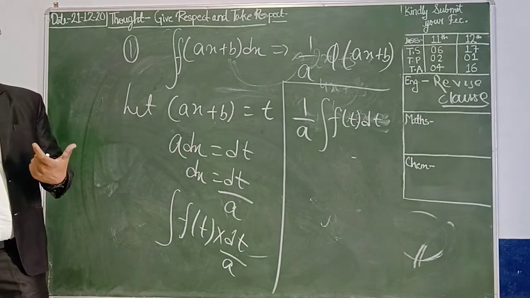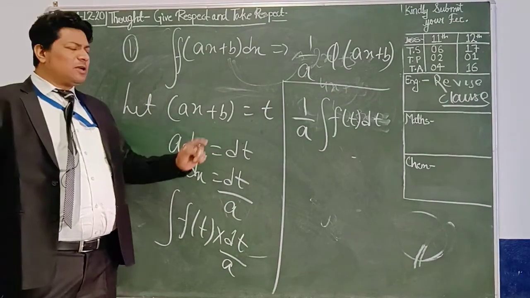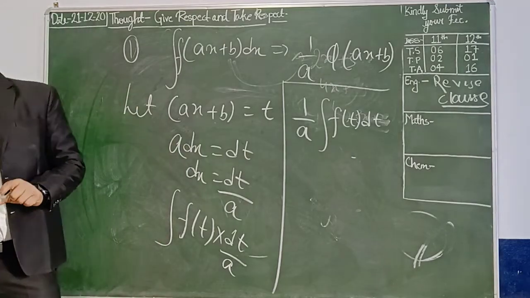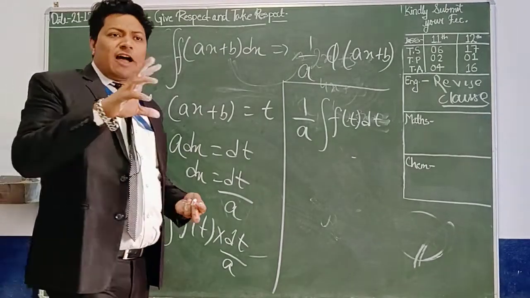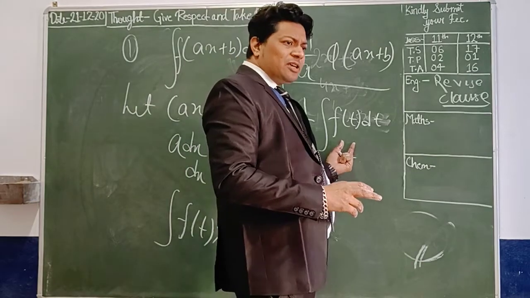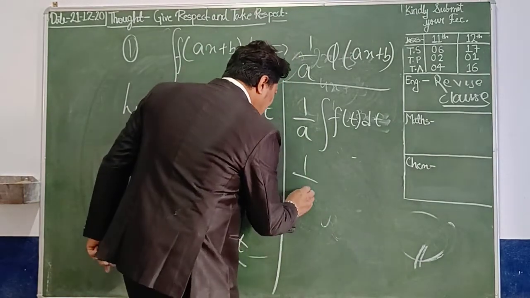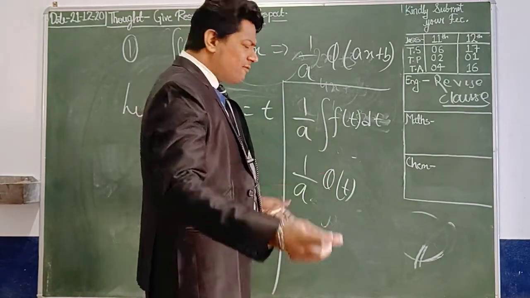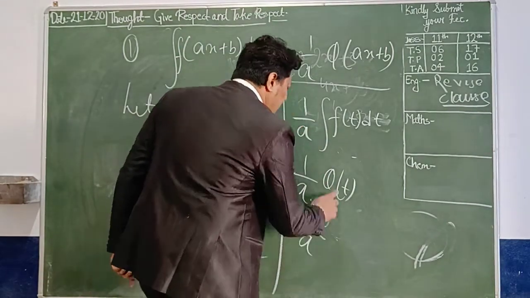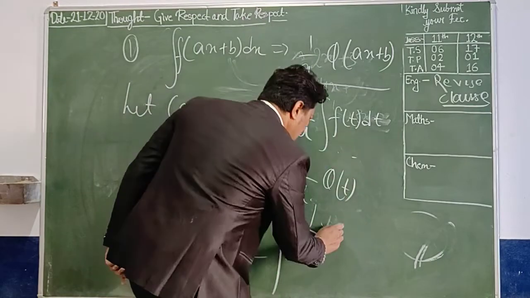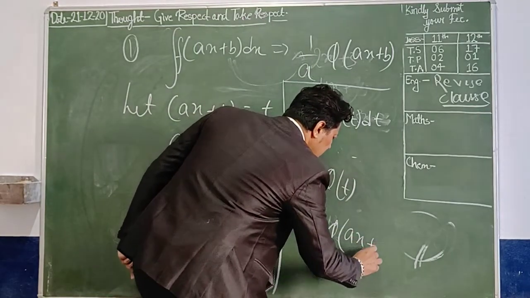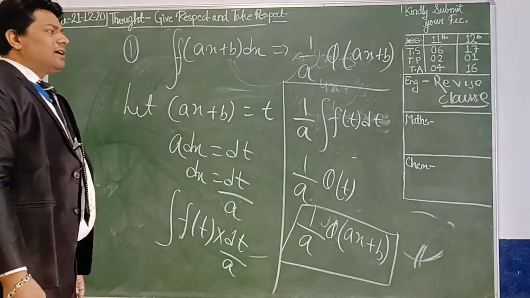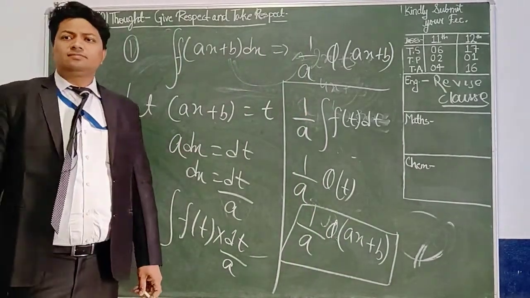After integration, suppose we get phi of t. The value of t is ax plus b. So the result is 1 by a times phi of t, that is, 1 by a phi of ax plus b. Is it clear? No doubt at all?